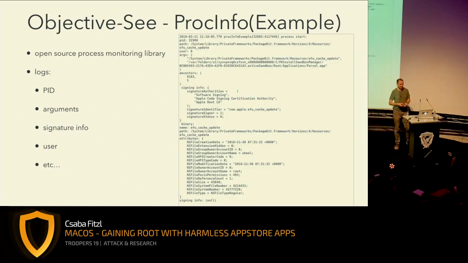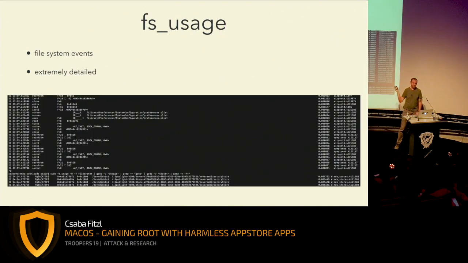Next one, Objective-C, again, Patrick Wardle. He does quite a bunch of tools. He did an open source process monitoring library for macOS that's called procinfo. And he made an example tool for that, procinfo example. And it will log you process IDs, arguments, signature info, user information, file attributes. So basically, you can see all the details on the screen. So this will log every process start and exit event. And it's pretty good to monitor process execution. It will list parents and everything. But that's only for process execution.